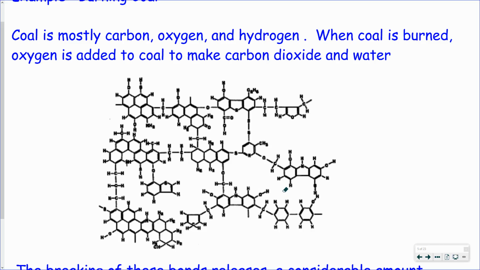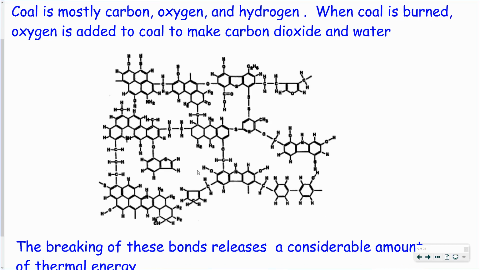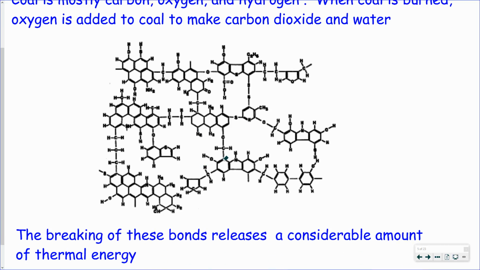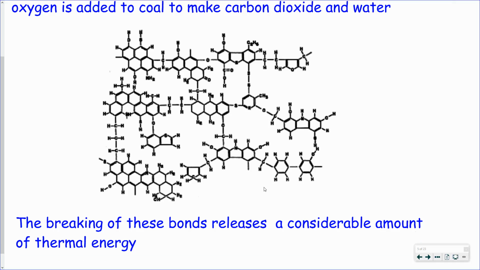Now, imagine burning this coal. And when I burn this coal, all of these lines, which represent bonds, break. And when those bonds break, since there's so many of them, a considerable amount of thermal energy is released.